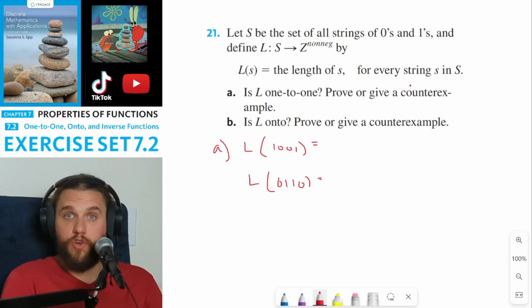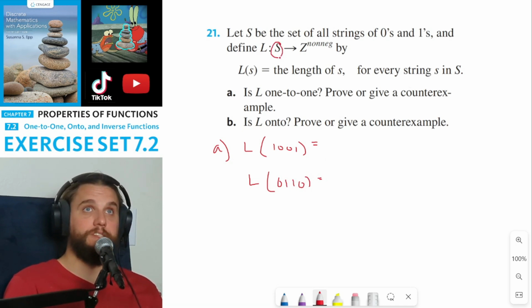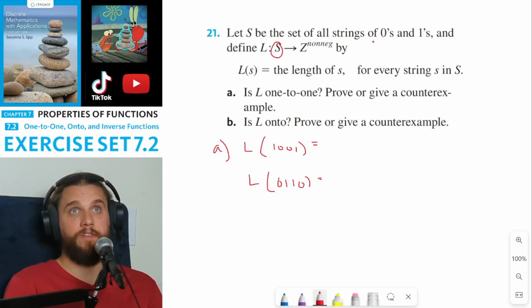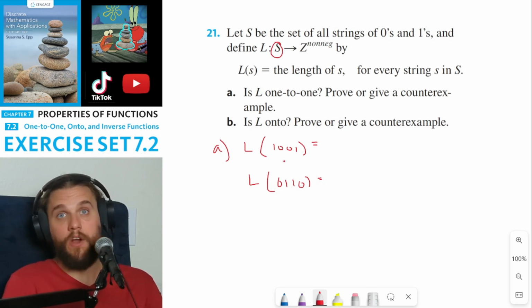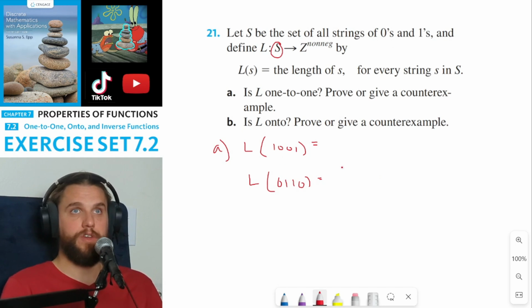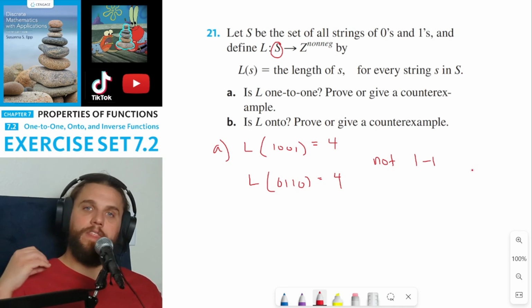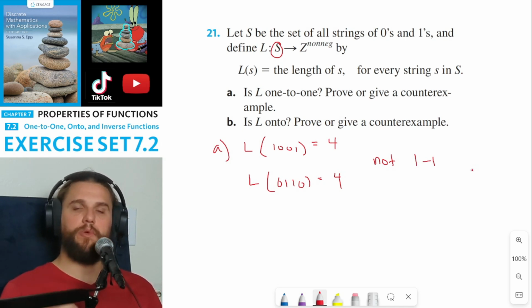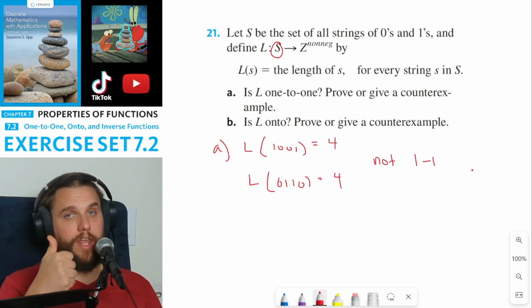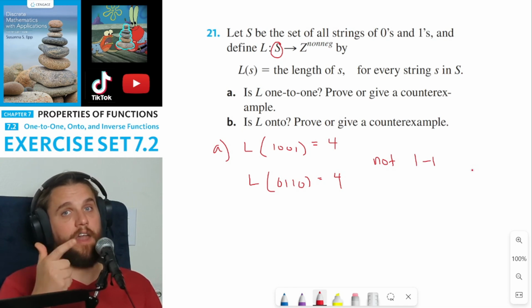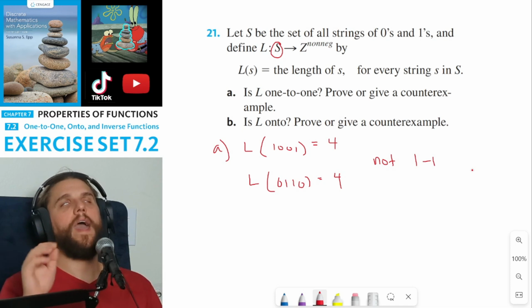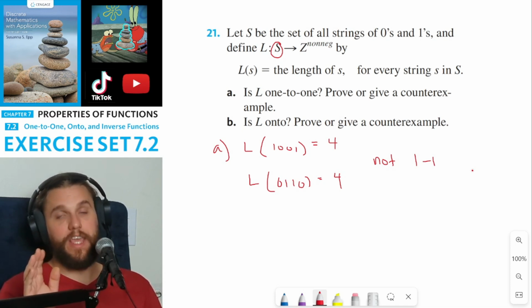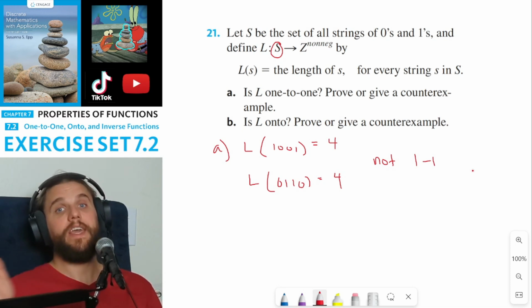They're two different strings. And they're also strings from the set S, because set S contains the set of all strings of zeros and ones. And here are some examples of strings of zeros and ones. Now, in this case, both of these outputs are 4, even though the inputs are not equal. And so this is not one-to-one. In this class, it's super easy to prove a function is not one-to-one, and it's super easy to prove that a function is not onto. It is way harder to prove a function is one-to-one and to prove a function is onto.